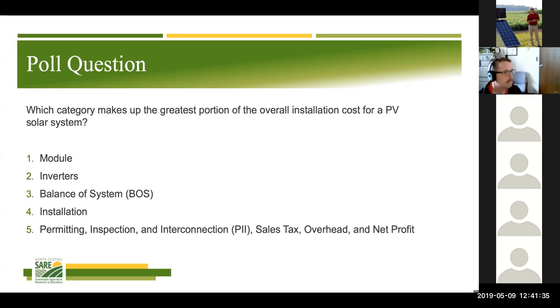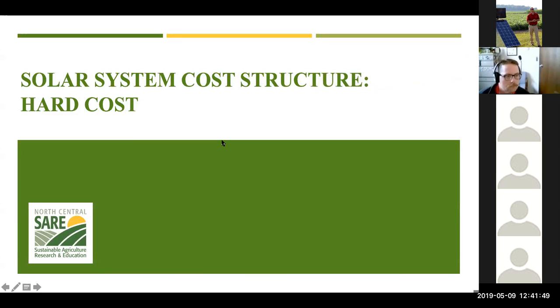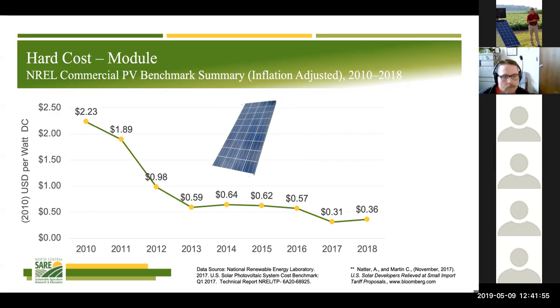Okay, great. So most of us think that installation makes up the greatest portion of the installation cost. So we're going to look at that as we go forward. Now, we're going to start out by breaking down the equipment cost, or hard cost, I guess we'd say. And we're going to start with what tends to get the most interest: the panels themselves, or the modules.